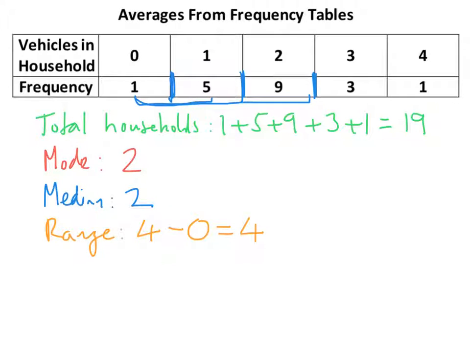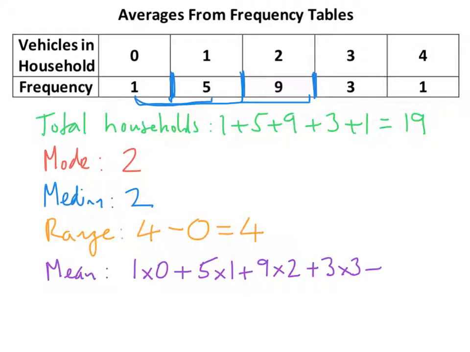Then finally, and this is the crux of the matter, we're going to find the mean. The best way to do this: there's 1 0, there's 5 1s, there's 9 2s, there's 3 3s, and there's 1 4. We're going to add that up, and remember when we have the mean we divide by how many there are, and there are 19.